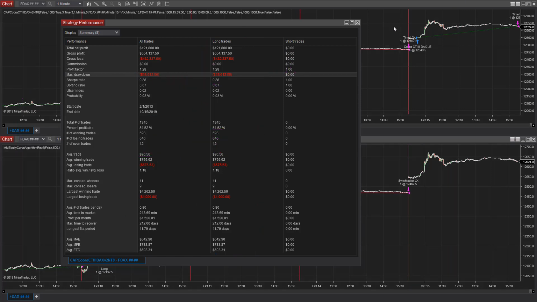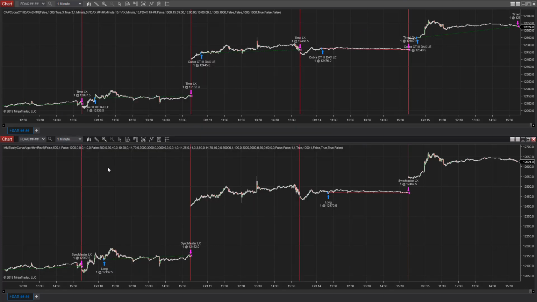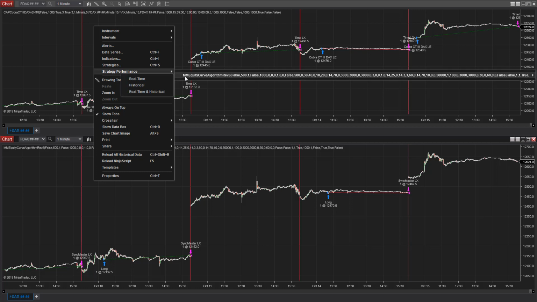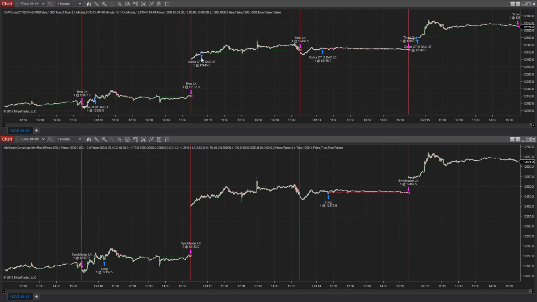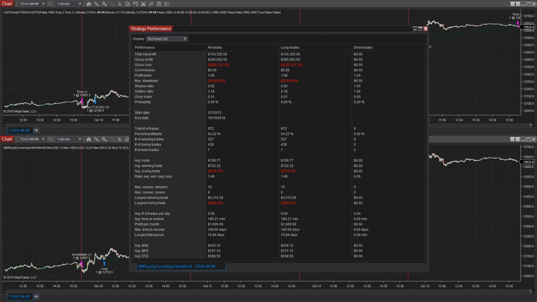So let's get rid of this chart right here, performance summary, and we're going to pull up the performance summary for the money management algorithm. So it's looking at the strategy results here, and it's taking trades based on what it sees and what we tell it to look at. And so here are the results here for the money management algorithm.